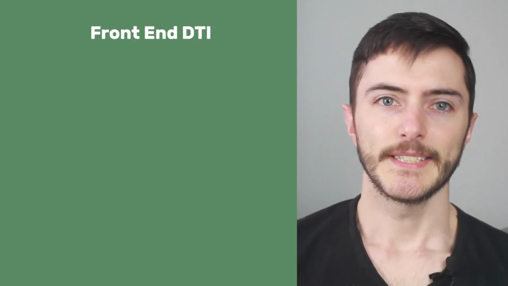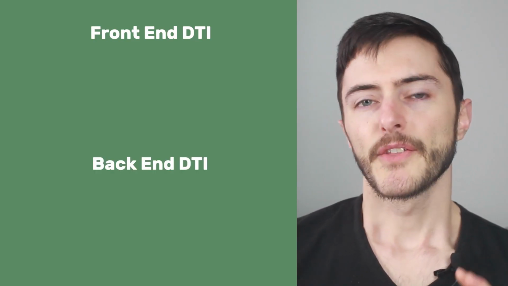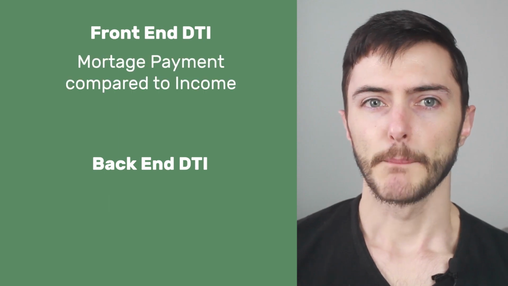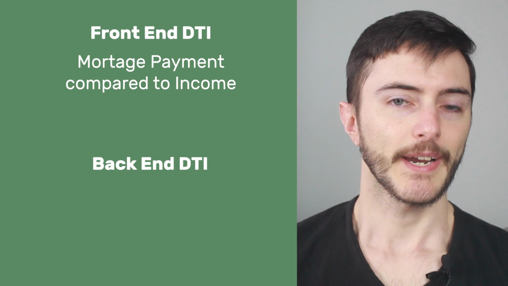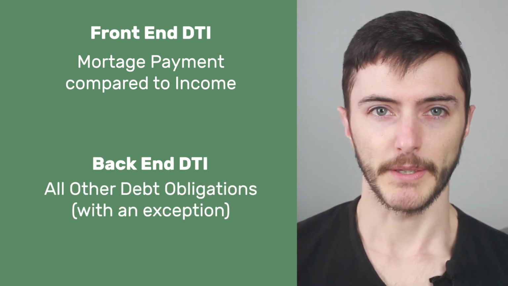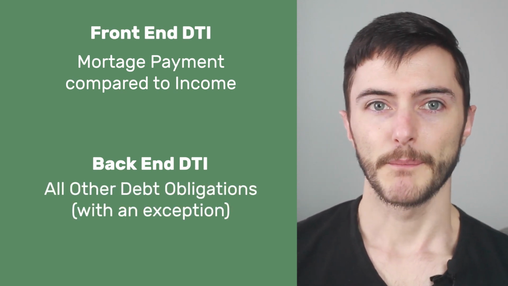Remember how I said there's two types of DTI? You have a front-end DTI and a back-end DTI. The front-end DTI only takes into account the mortgage payment compared to your income. The back-end DTI is what we talked about earlier and takes into account all other debt obligations, with an exception that we'll come back to.